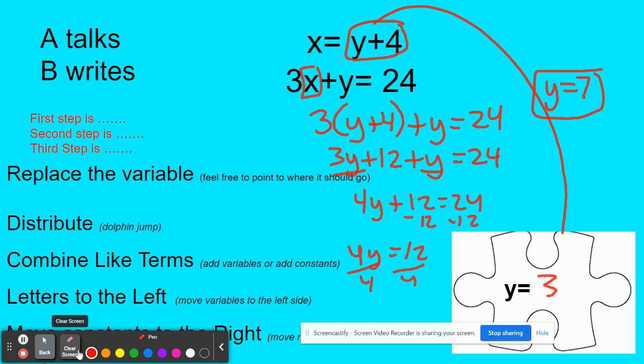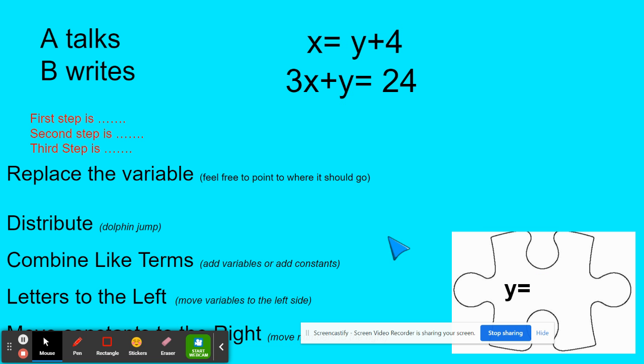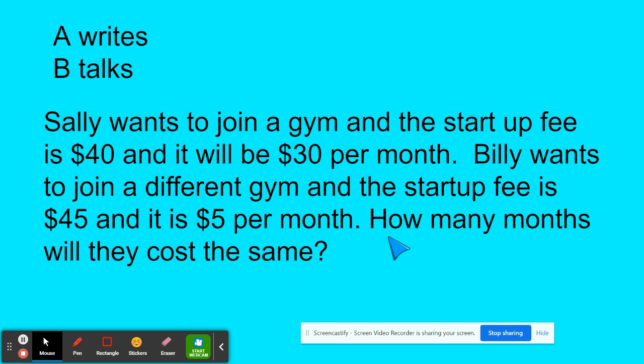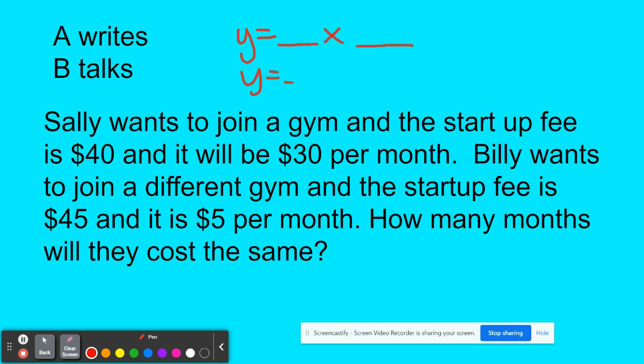We're going to get to the bottom of this. We're almost done. Clear screen. Now, this next problem, let's see how it looks. All right? A writes, B talks. You guys can do this. A writes, B talks. So B, I want you to talk out what the equations are going to be first. What is the slope going to be? And what's the y-intercept going to be?